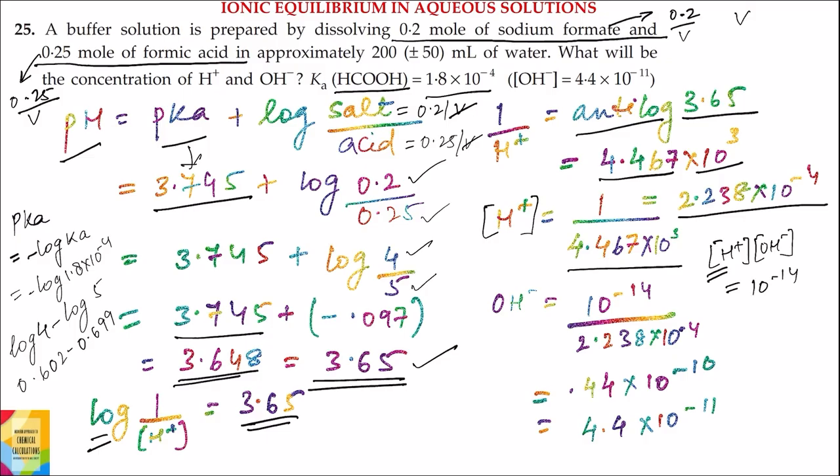Putting the value of H plus ion concentration, the value of OH minus ion concentration can be obtained as equal to 10 to the power minus 14 divided by H plus ion concentration, which is equal to 0.44 into 10 to the power minus 10, or shifting the decimal one place to the right. When the decimal is shifted one place to the right, here it will be minus 10 plus minus 1. So the concentration of OH minus ion becomes 4.4 into 10 to the power minus 11.